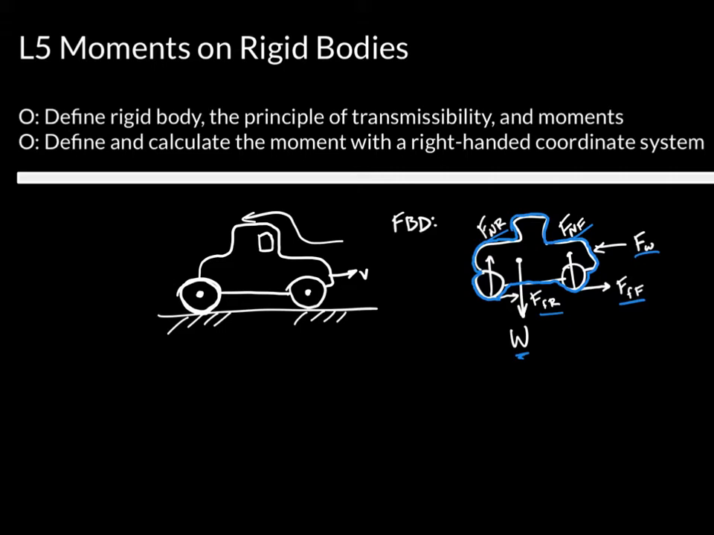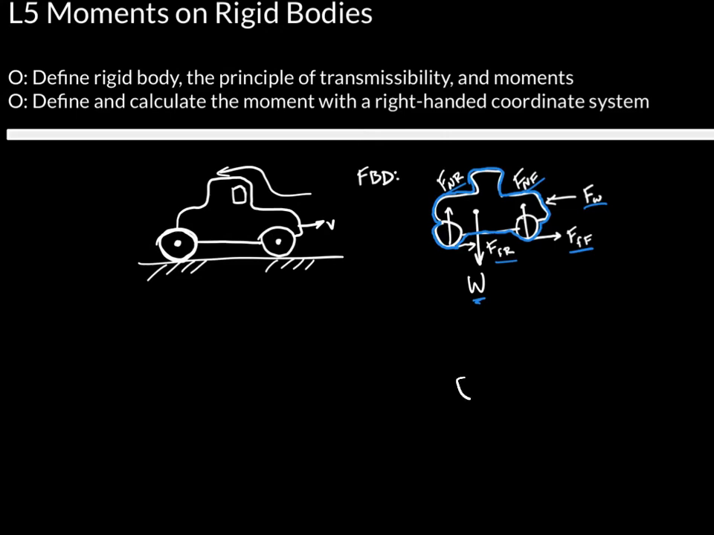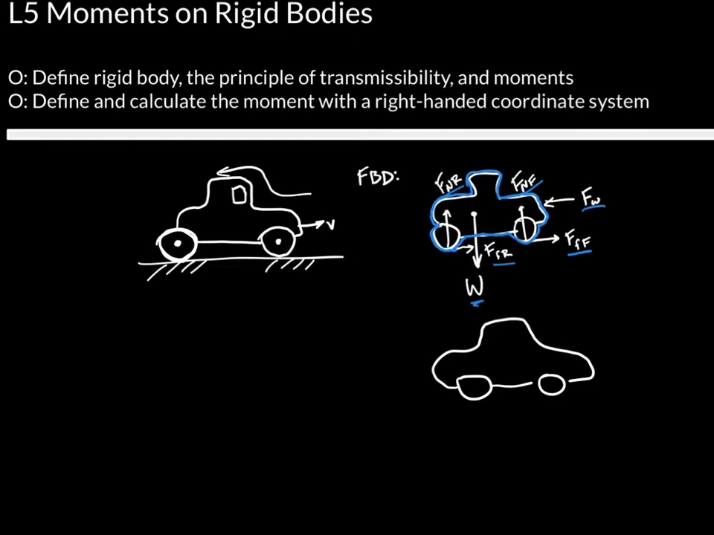Now once you've identified that and thought about it, there are a few fancy things that we can do, and this is the principle of transmissibility. If I look at my free body diagram, I'm going to draw this car again, and again it's going to be a sloppy drawing. What this says basically is I can pick up one of these forces, and I'm not going to be able to just grab one on my screen, so I'm going to have to redraw it. But I can pick up one of these forces.